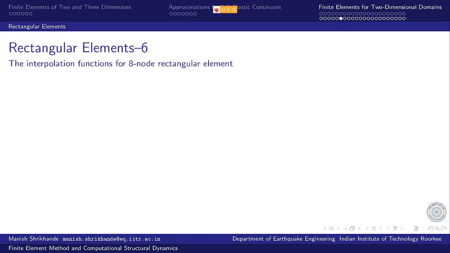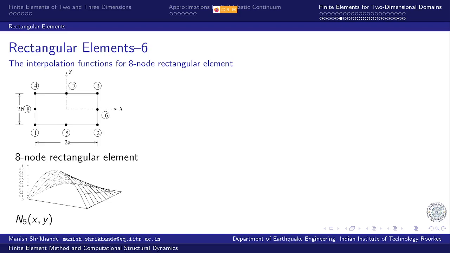So let us look at the interpolation function. How do we construct the interpolation function for the 8-node rectangle element? We use the same technique that we used for developing the interpolation functions for the 6-node triangle in our last lecture. So let us look at this variation.